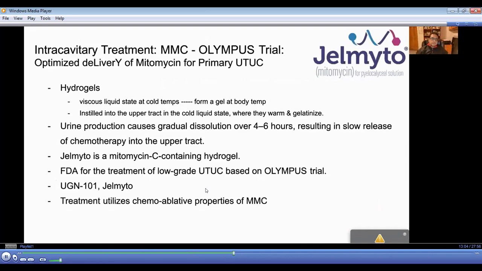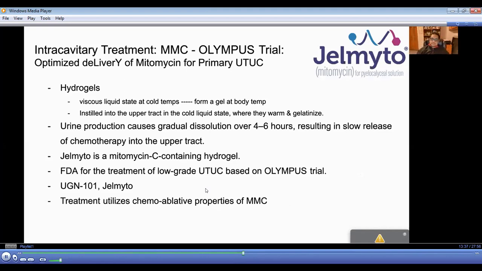This is something new, recently introduced. It is basically the same intracavitary treatment. Mitomycin is used in a hydrogel preparation, where it is in a liquid state in cold temperature, and it forms into a gel-like substance at body temperature, which slowly disintegrates itself and is later passed. This is instilled into the upper tract in a fluid form in cold state, and then it warms and gelatinizes itself.